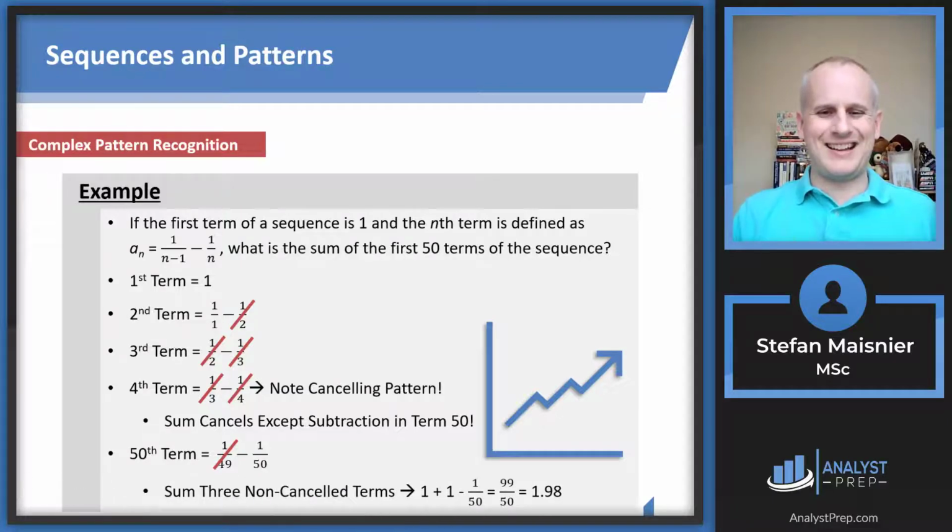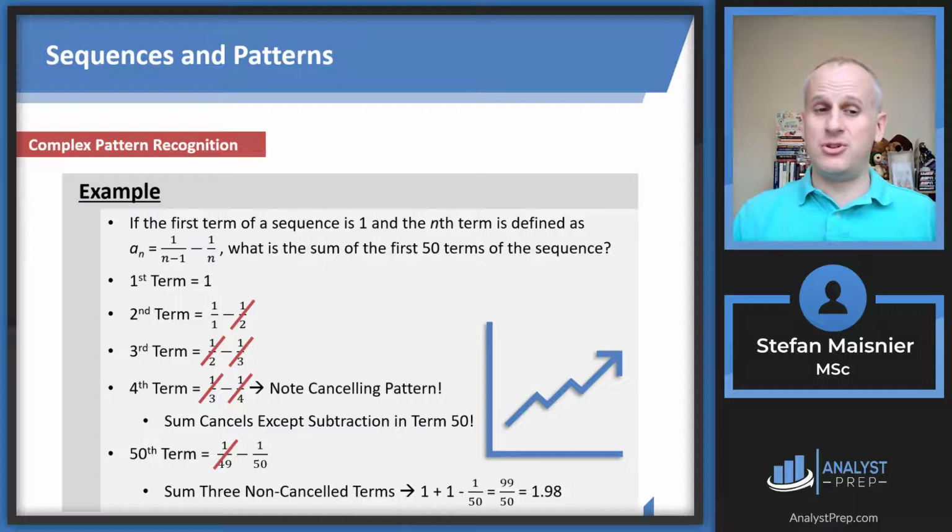So our 3 non-canceled terms: we have 1, which is the first term. We have another 1, which is left over from the second term. And then we just have to subtract out 1/50th. And that means we've got 50 over 50 plus 50 over 50, which would be 100 over 50, minus 1 over 50, which would be 99 over 50, or 1.98, depending on how the answer choices were presented.